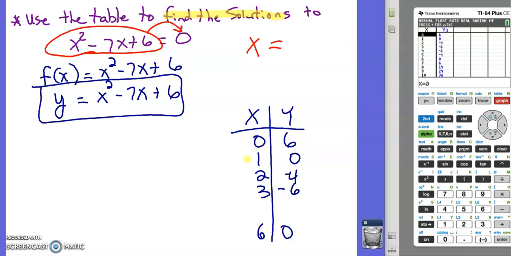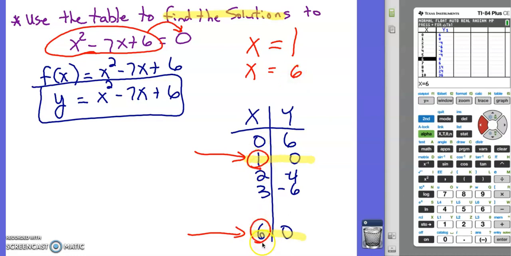And you can see right there on the table, (1, 0) and down here at (6, 0). That's what I'm trying to find: my zeros, your x-intercepts. Without even looking at the graph, I can tell that I have my zeros right here and right there. So x equals 1 and x equals 6. That's when it actually equals 0. So you can look at the table and literally find your zeros.